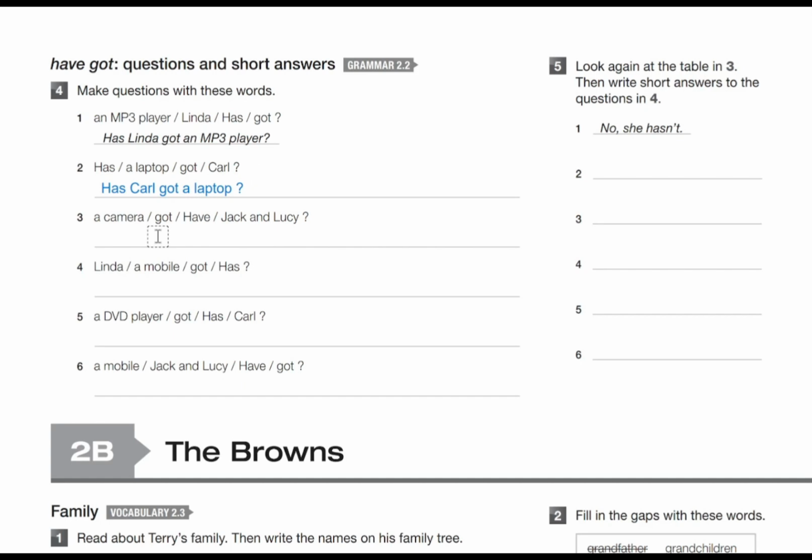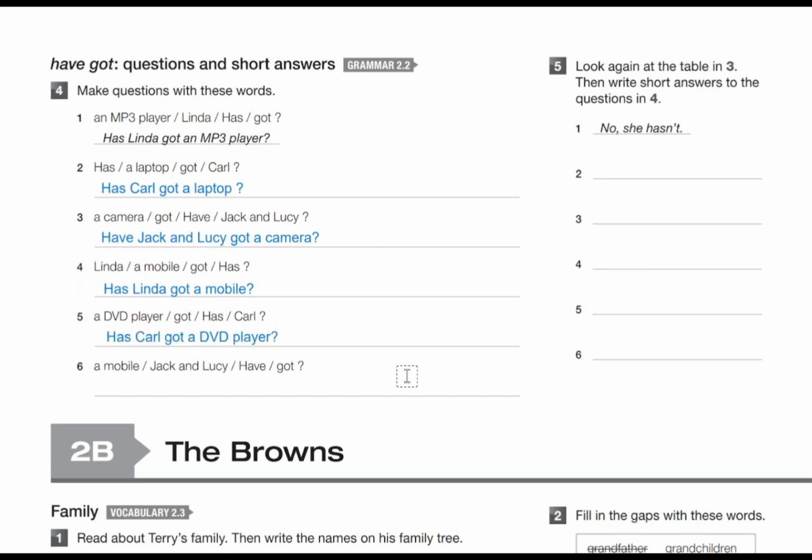Number three, a camera got have Jack and Lucy. Jack and Lucy here is the subject, and it's plural. So, have Jack and Lucy got a camera? That's it. Number three is done. Number four, Linda a mobile got has. So, has Linda got a mobile? That's it. Number five, has Carl got a DVD player?